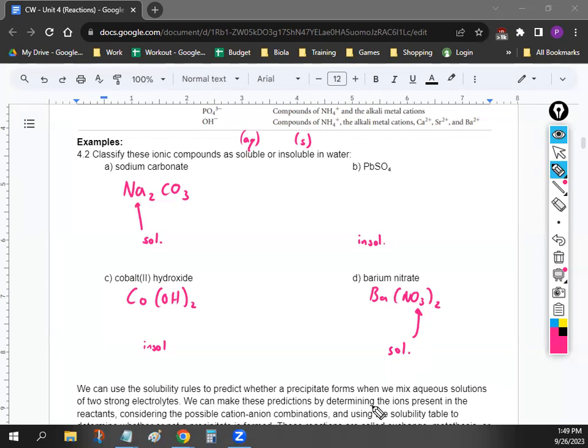Do you want to hear a chemistry joke? Yeah. What do you do with a dead chemist? You bury him. Ha ha ha. All right, let's move on.